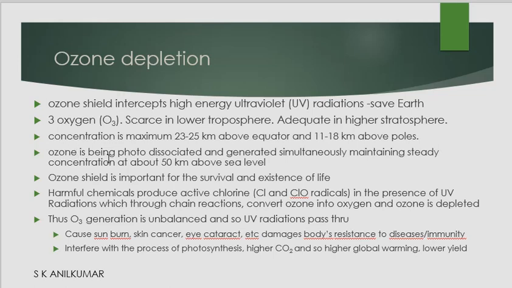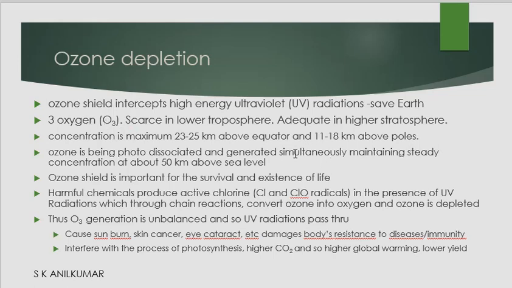Now, ozone is photodissociated. Photodissociated means what? In the presence of sunlight, that is this ultraviolet radiation, it dissociates. O3 becomes O2 plus O. That means the extent of oxygen is increased and the extent of ozone comes down.